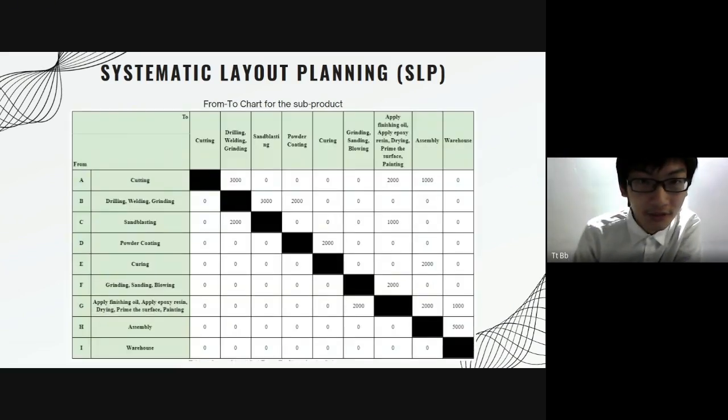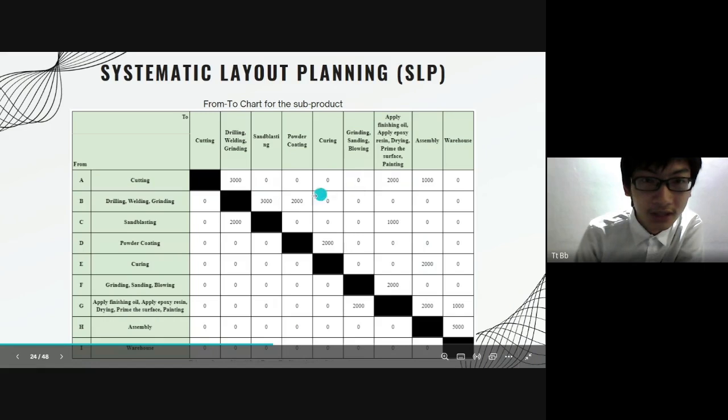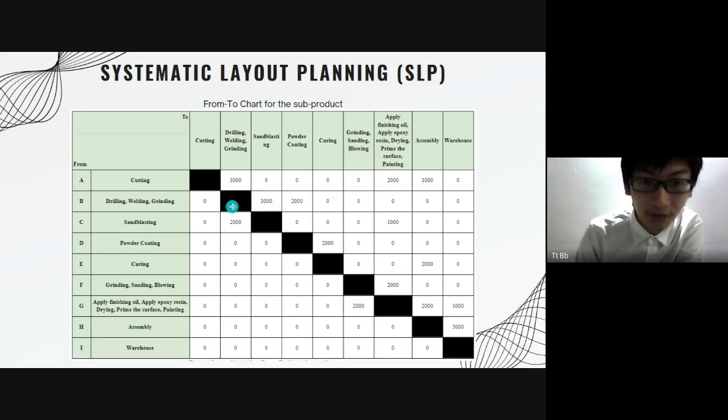This table shows the from-to chart for the sub products, starting from the cutting department to the warehouse department, where the transportation of the sub products between different departments is shown in the table.